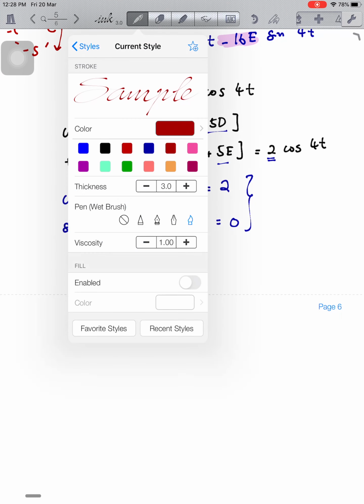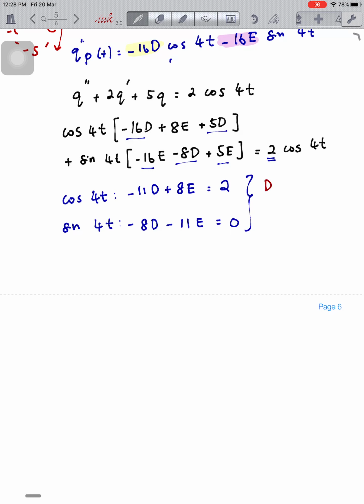You should be able to figure out the value of D, which is going to equal negative 22 over 185, and E is going to equal a value of 16 over 185. So let me check whether it's the correct value.